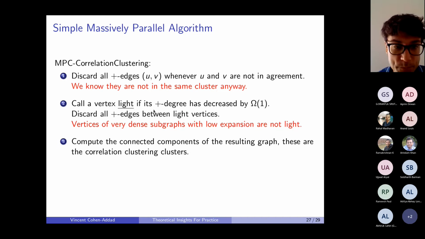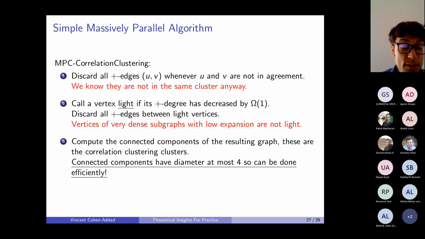So what we can do is compute the connected components of the resulting graph. Just the connected components, a simple algorithm. And that's our clusters. That's our output. We're going to just output the connected components of the graph where you first remove the edges that are between vertices that are not in agreement, and then plus edges that are between vertices that have lost many of their neighbors. And then what we can show, the funniest thing, is that connected components of this graph have diameter at most 4.